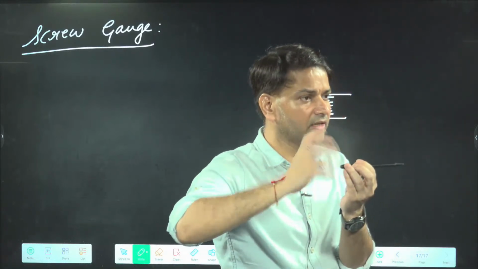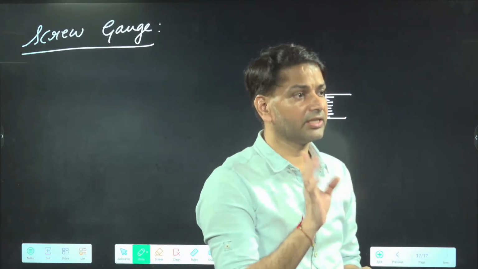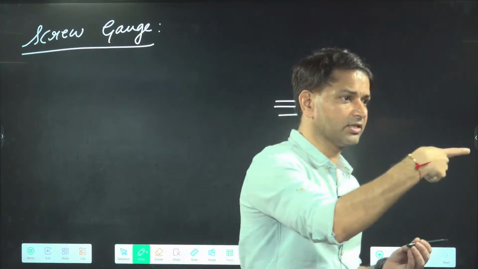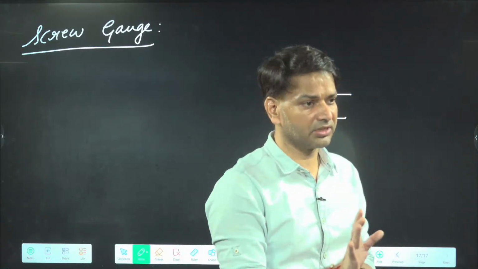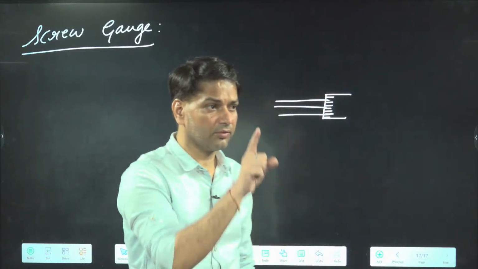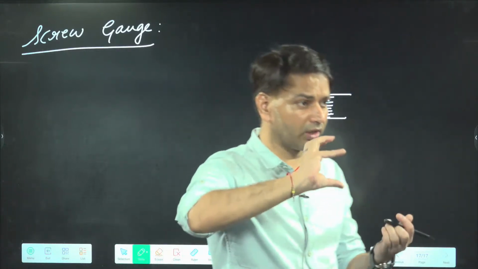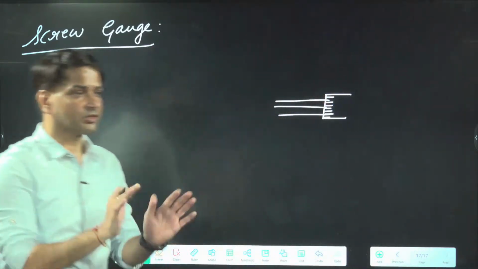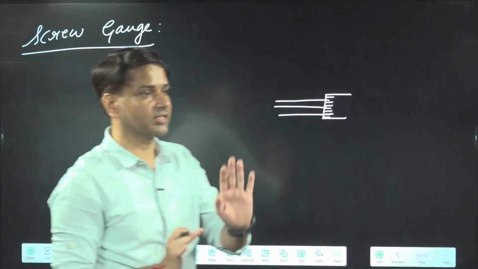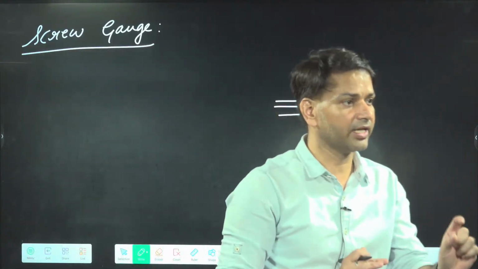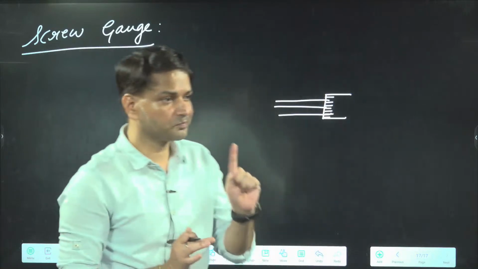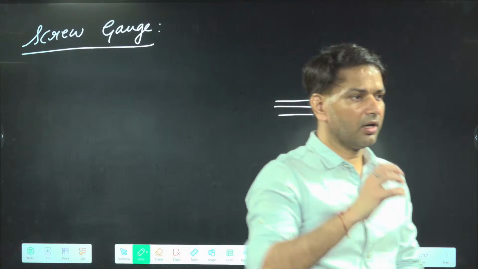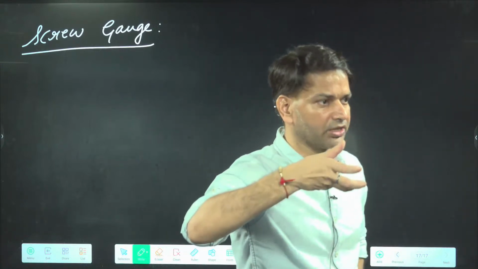That is called the pitch. We define one quantity, that is pitch. In one complete rotation of the screw, the horizontal distance moved by the scale is called the pitch. Understood or not? Pitch is defined for one complete rotation. Pitch is not the least count. Pitch is only the distance moved by the main scale in one complete rotation of the screw.